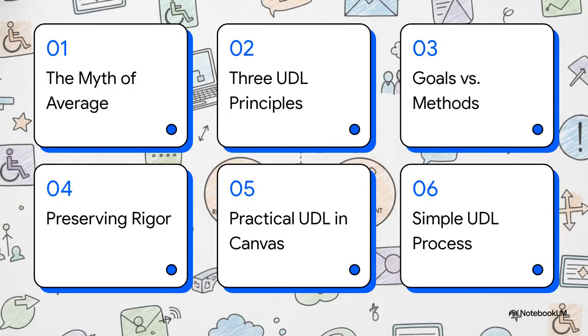Here is our roadmap for today. We'll kick things off with the myth of average. Then we'll unpack the 3 UDL principles. Look at how to separate goals from methods, discuss preserving true rigor, dive into some practical UDL strategies in Canvas, and finally, wrap up with a really simple UDL process you can use right away.